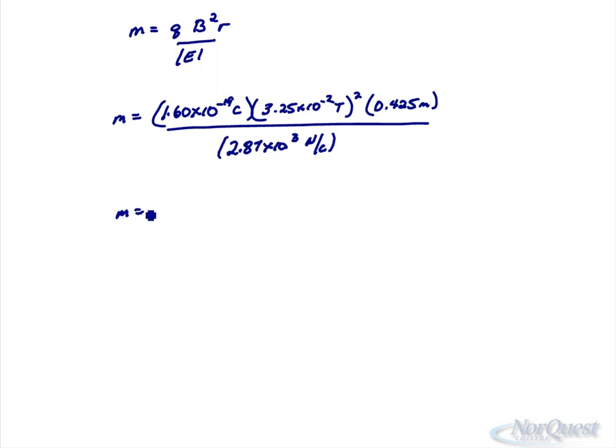And if we punch this in, just be careful that you don't forget to square the magnetic field. And you should get an answer of 2.50 times 10 to the negative 26 kilograms to the right number of significant digits.